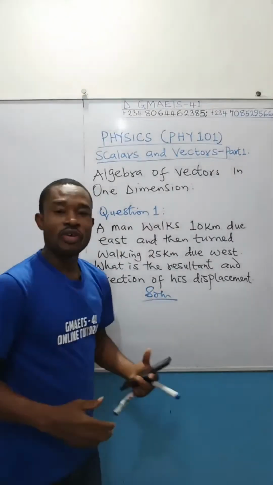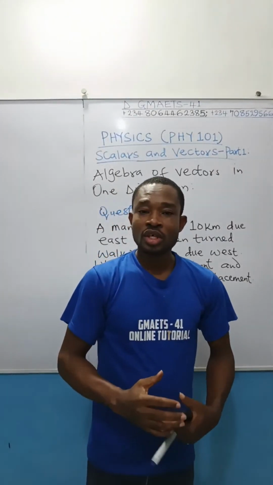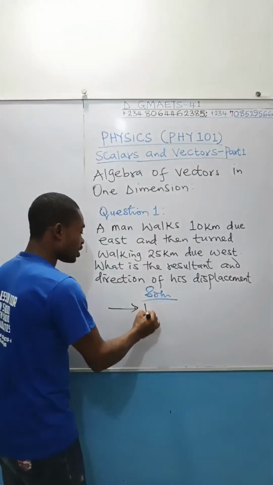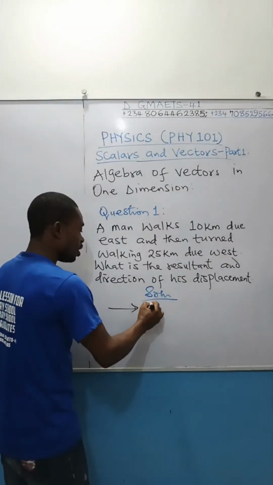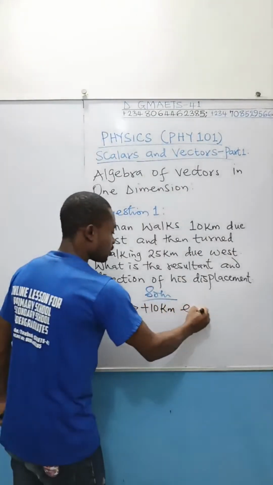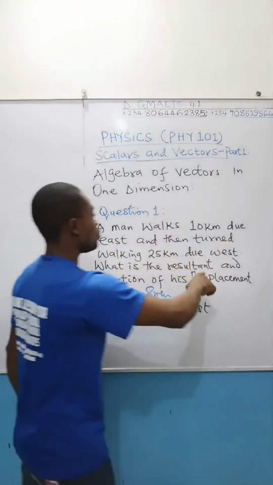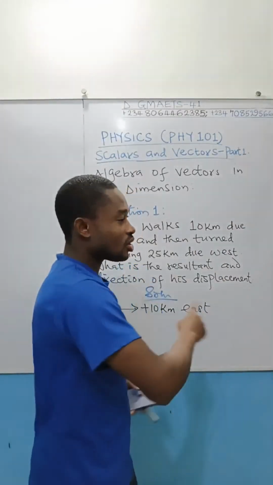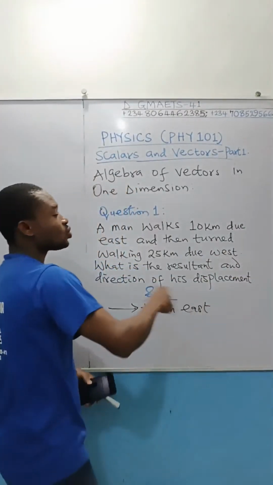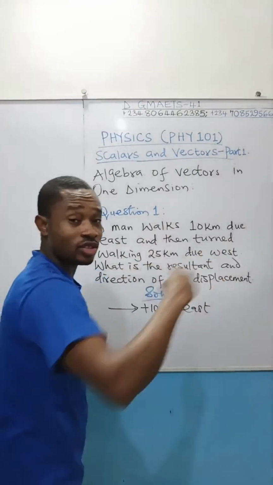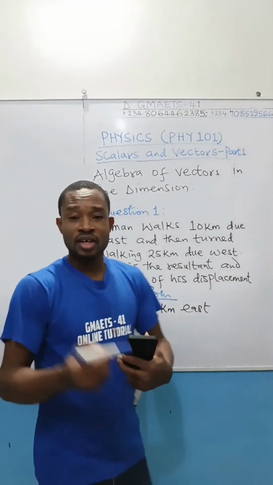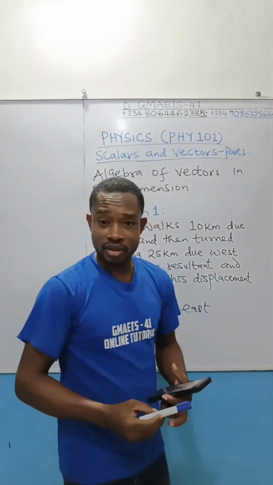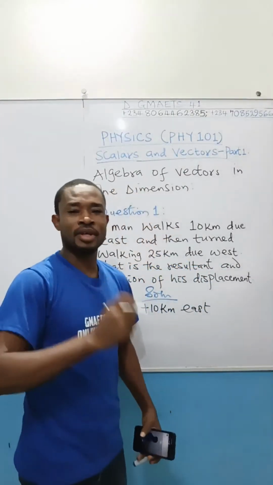Now, what we are going to do before we take the algebraic addition is to identify the direction. Look, the man walks this way, 10 kilometers to the east. That will be positive 10 kilometers east. Then we are told that the man turned and walked back west. You know that the line connecting east and west is a straight line. That is why the idea of one-dimensional vector came in here. East and west is along a straight line. So this is a problem on one-dimensional vector.